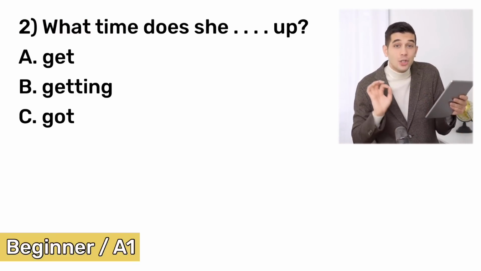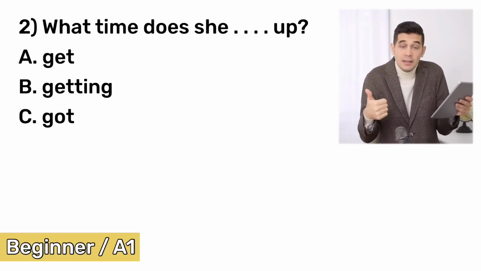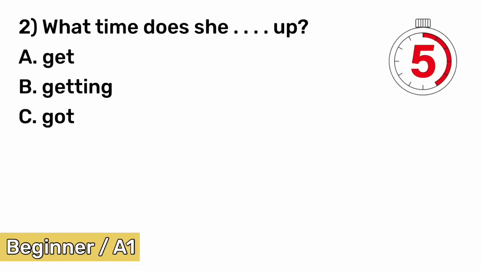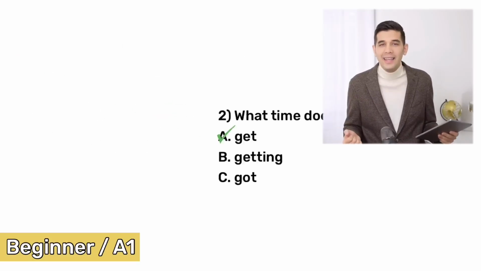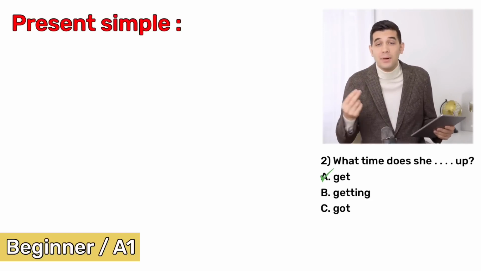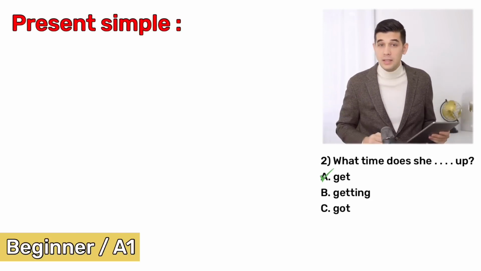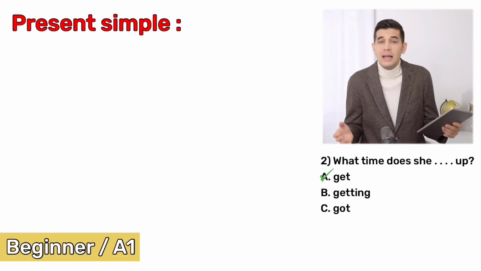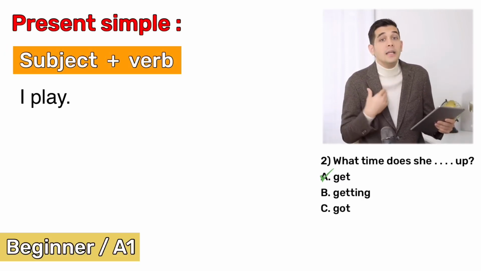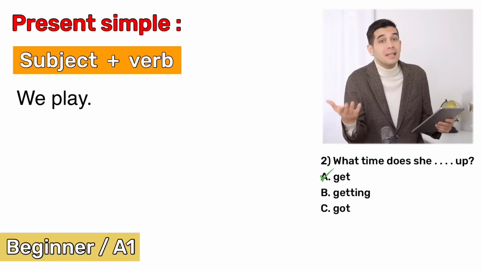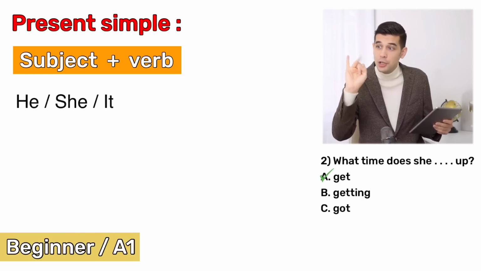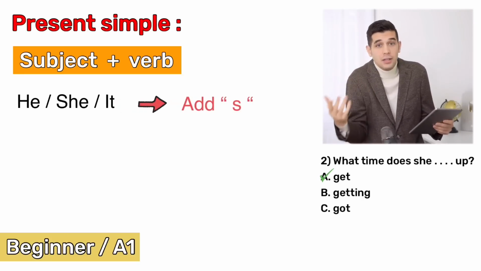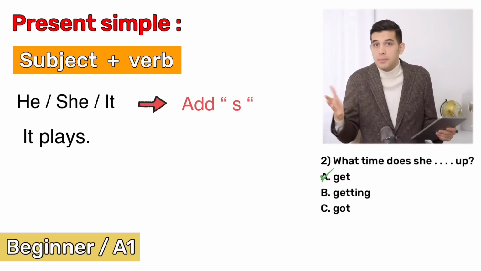What time does she up? Get, getting, or got? The answer is get. But why? Because this is a present simple sentence. But what is a present simple sentence? A present simple is a subject plus verb. I play, you play, we play, they play. But remember, for the 3rd person singular he, she, and it, we need to add an S to the verb. He plays, she plays, it plays.